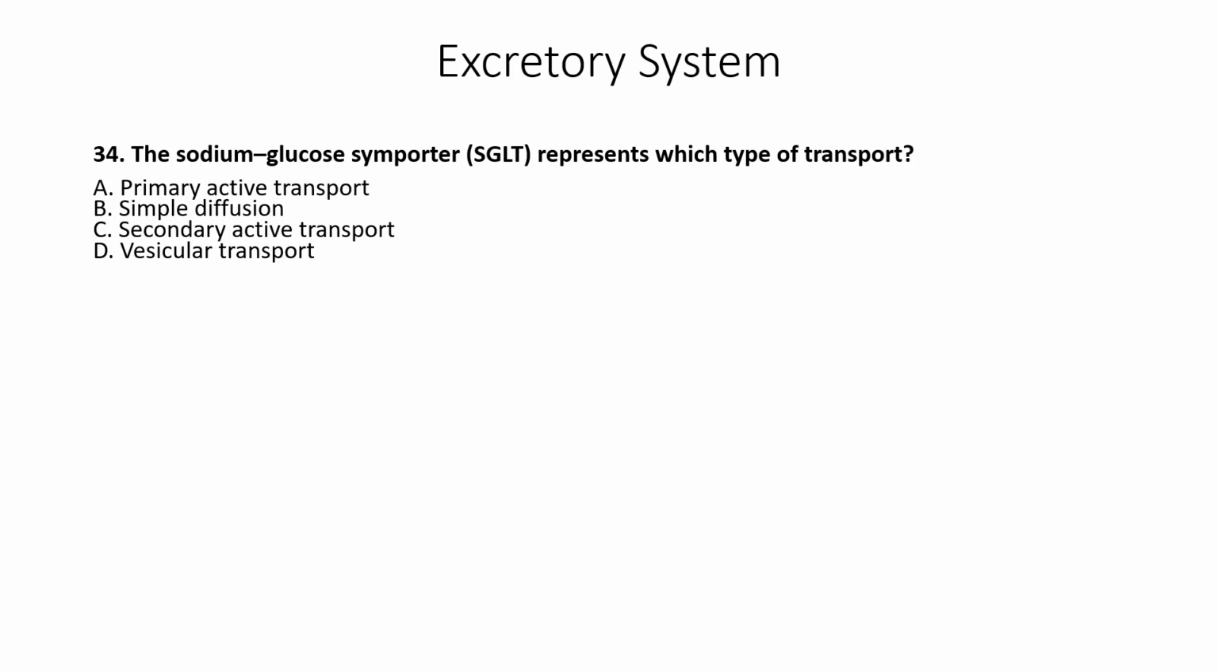Okay, so the answer here is that it's secondary active transport. Okay, so let me just explain why that is the case. The other options here, by the way, simple diffusion, for instance, is just a type of passive transport where there's no energy used, it's just moving along its concentration gradient. Primary active transport directly uses ATP, and secondary active transport indirectly uses ATP.